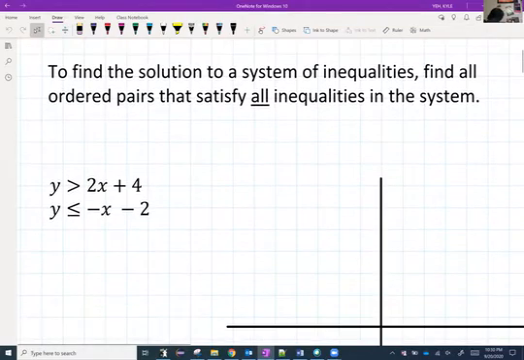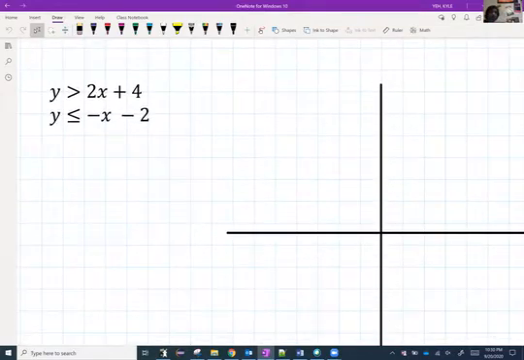So if we are given this system of inequalities, y is greater than 2x plus 4, and y is less than or equal to negative x minus 2, step one is we need to graph these guys. So I'll graph the first one in red. And so 2x plus 4, I'm just going to graph that as if it were a line. So positive 4 is my y-intercept, slope of 2, so up 2 over 1 or down 2 left 1.